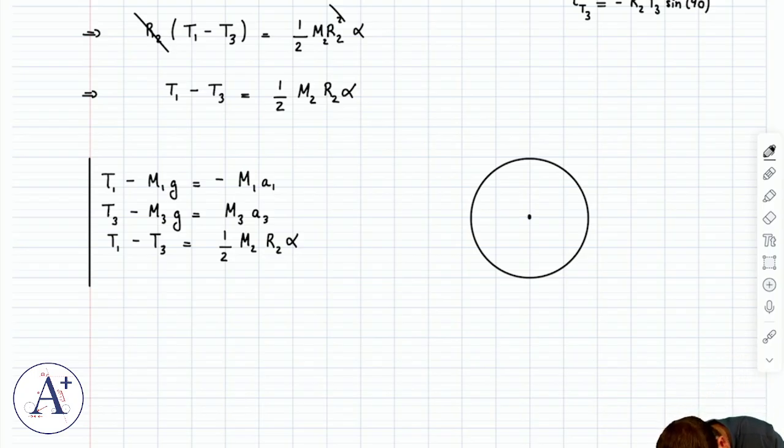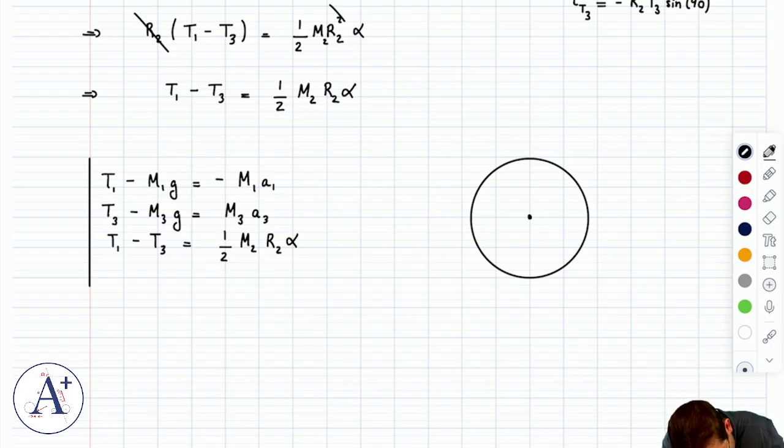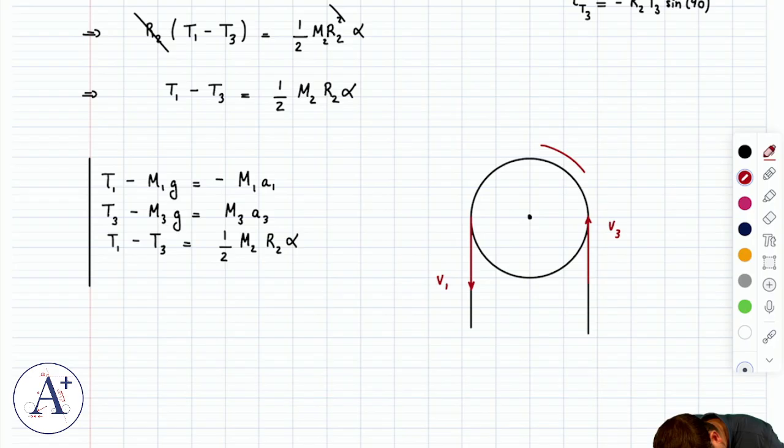And so what happens is that if this is the rope right here, I'll do it on both sides for that matter, then how fast the rope is coming off, which we'll call V1 for M1, how fast the rope falls versus how fast the rope is being pulled up like this, that would be V3, has to be related to how fast the pulley spins, right?